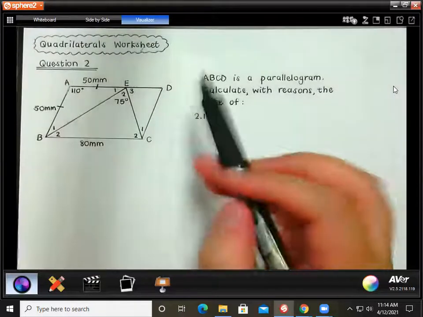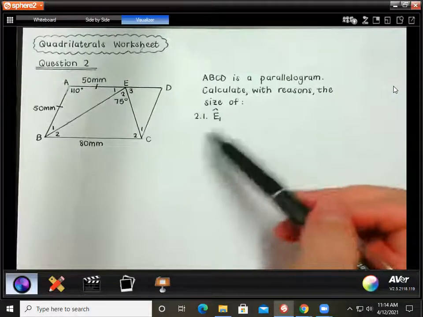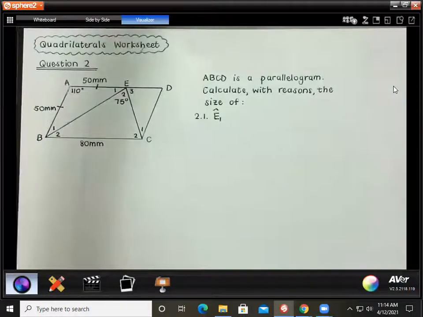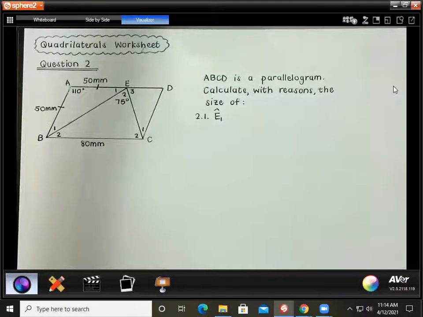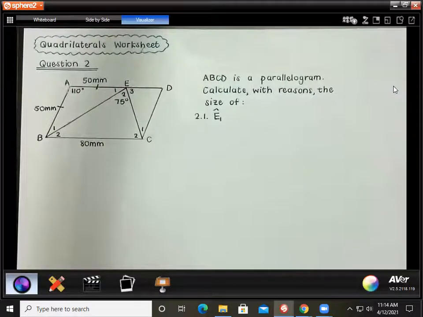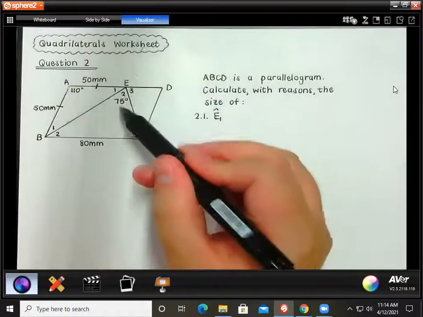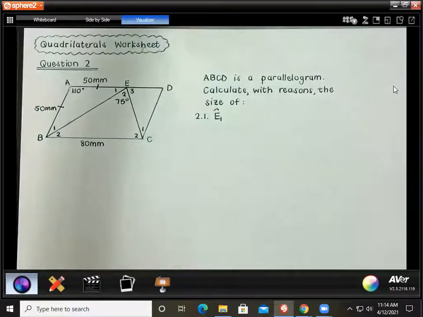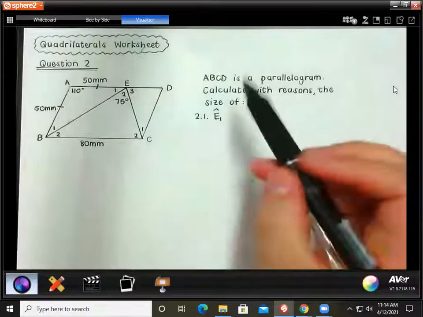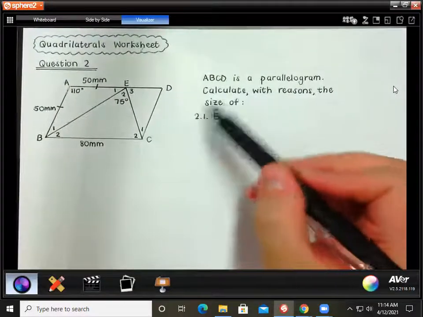And actually, guys, if you don't have this information, there's no way of doing the very first question. So it's very important that you read through that paragraph and fill everything in. And then the last thing that they said is that BEC is 75 degrees, and we have that on the picture. Okay, 2.1, they're asking us to find E1.